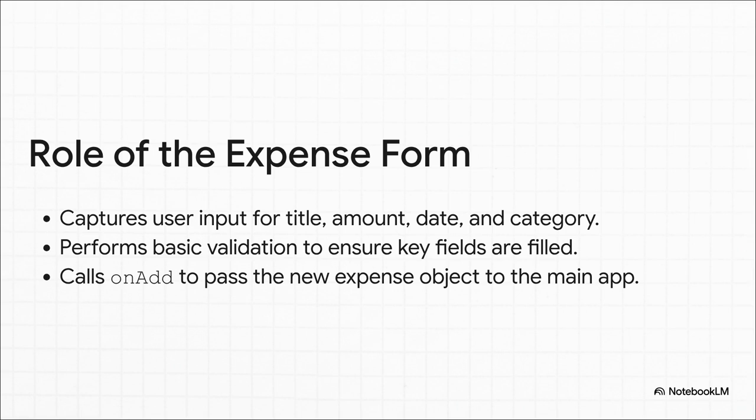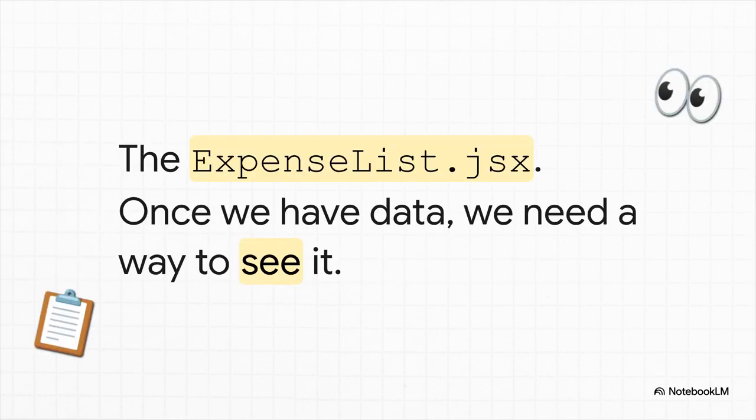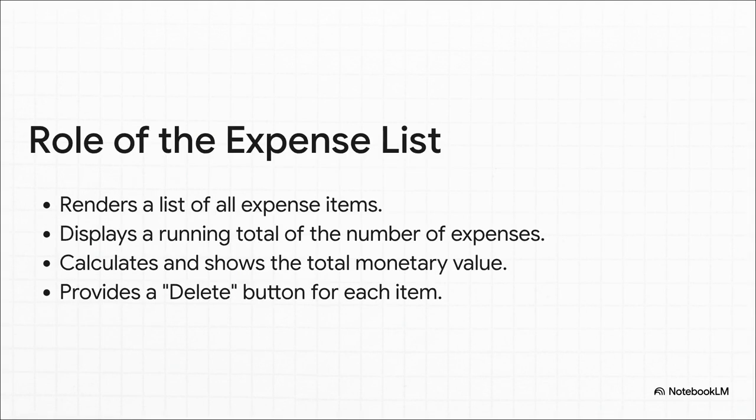Okay, so once we've got some data in there, we actually need to see it. And that's where the expense list component steps in. Think of this component as our main dashboard. It takes all those expenses and just lays them out in a nice, clean list. But it's doing more than just showing items. It's also keeping a running tally of how many expenses you have, and more importantly, it calculates the total amount of money you've spent. And of course, each item has a little delete button, because you've got to be able to clean things up.